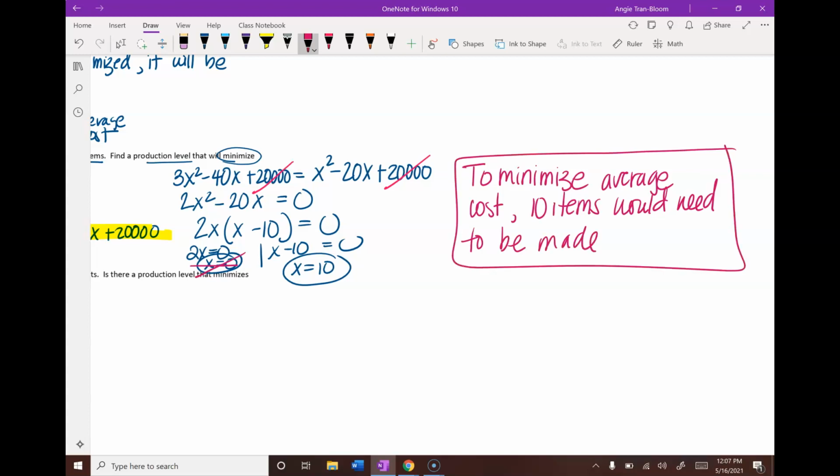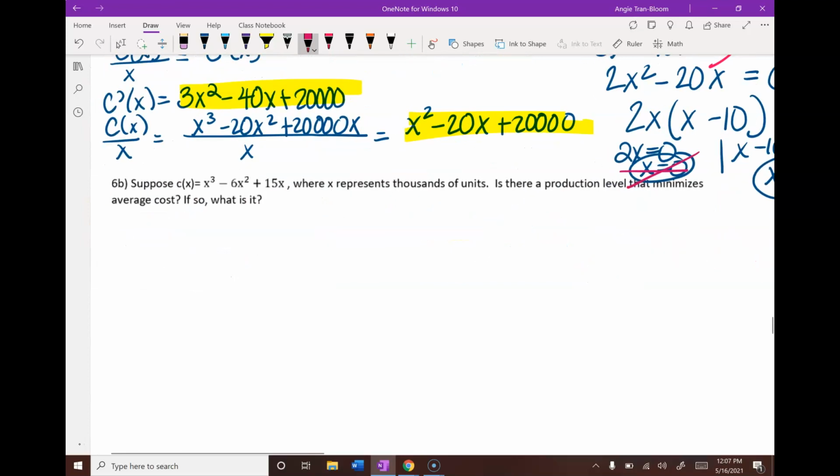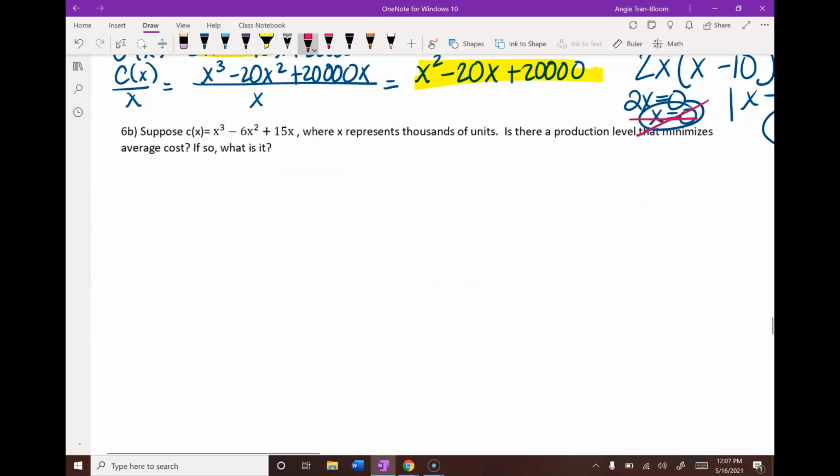Box that up. All right, let's go and try example B. Suppose the cost function is now x to the third minus 6x squared plus 15x, where x is now representing thousands of units. Is there a production level that minimizes average cost? If so, what is it?